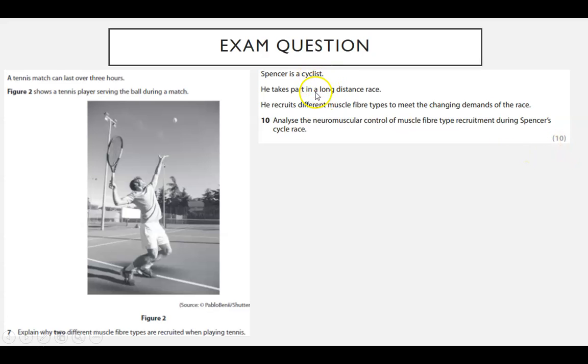Spencer is a cyclist. He takes part in a long distance race. He recruits different muscle fibre types to meet the changing demands of the race. Analyse the neuromuscular control of muscle fibre type recruitment during Spencer's cycle race. So hopefully at the end of our lesson we're definitely going to be able to answer the one on the left. This one we're going to be able to answer part of it. We're not going to be able to answer neuromuscular control because we haven't done that yet, and we're not going to do it in the lesson.